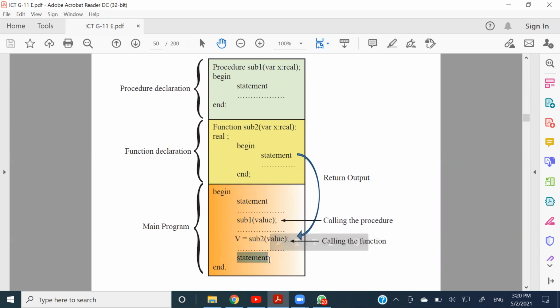And there can be statements after that as well, right? What you have to understand is that this is written separately in the program and this is written separately in the program. This is the main program, which is in between the main begin and the end.